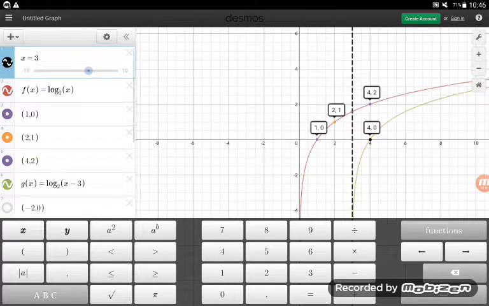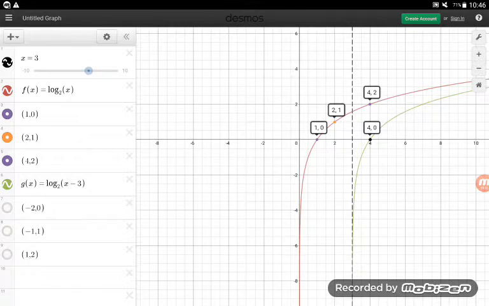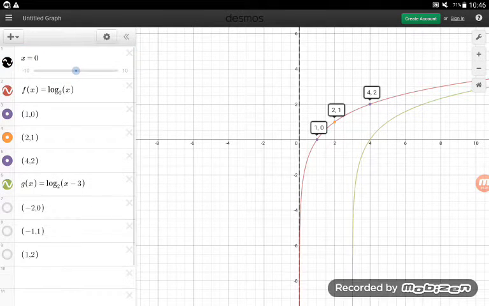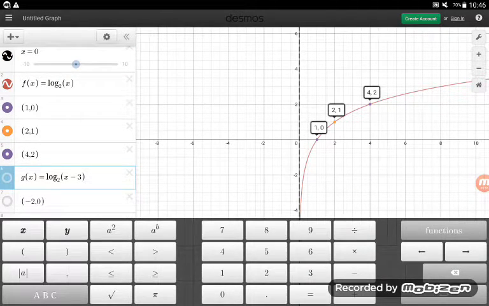Okay, so now there's my vertical asymptote. Sorry, my bad. My vertical asymptote is also moved 3 to the right. So that's horizontal translation. Now let's look at, and let me bring the vertical asymptote back. Okay, now I'm gonna make some changes to my equation.